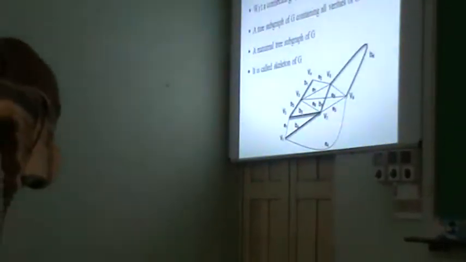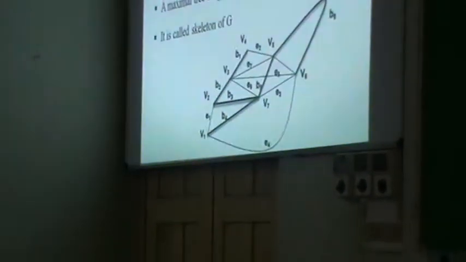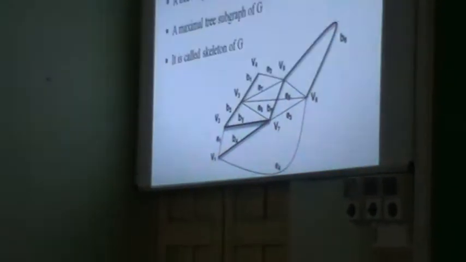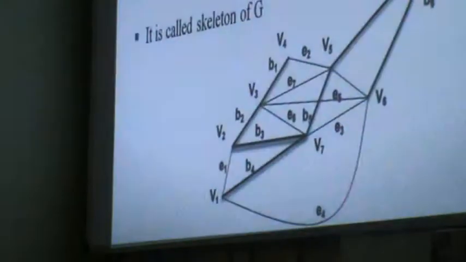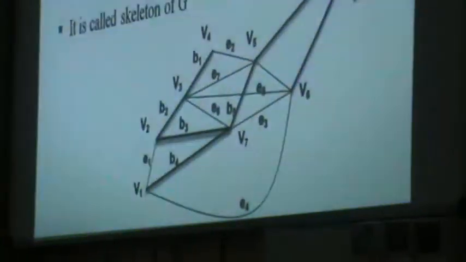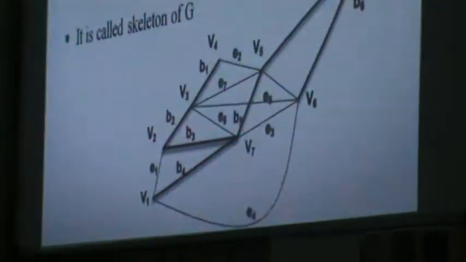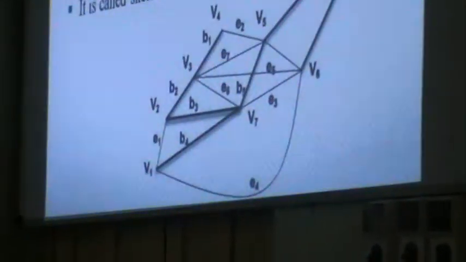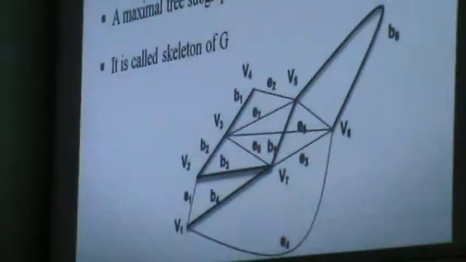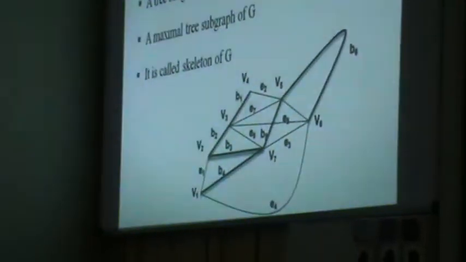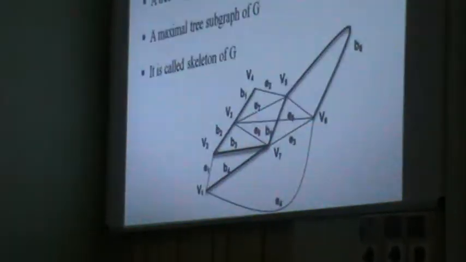So we have a graph with 7 vertices. Okay, there are some edges which are in bold, right? We just look at only that subgraph, the subgraph made up of those bold edges.